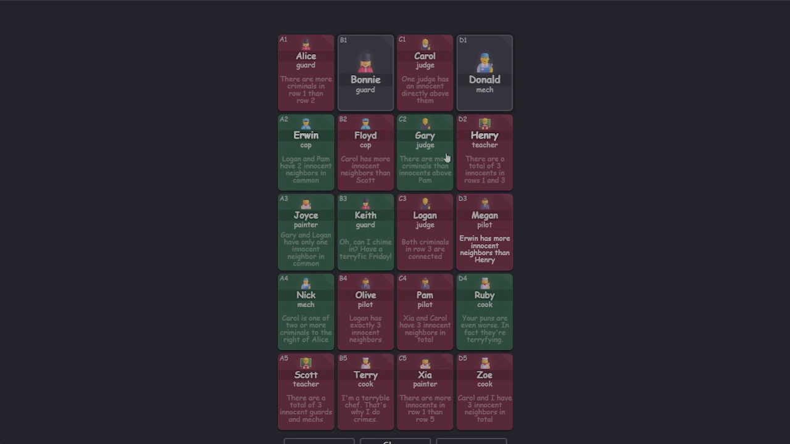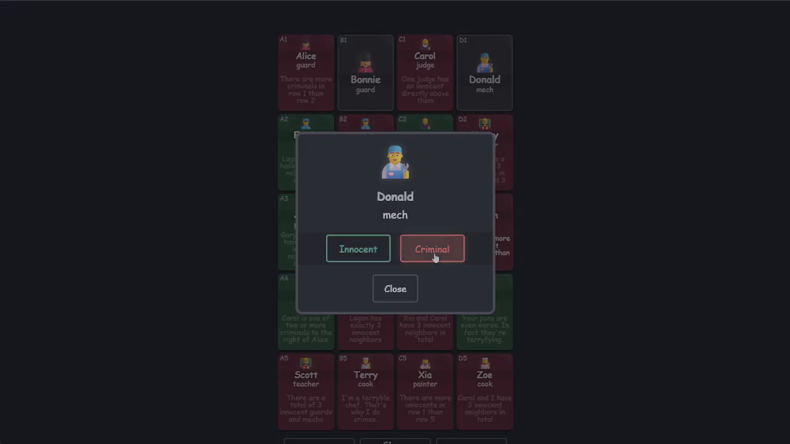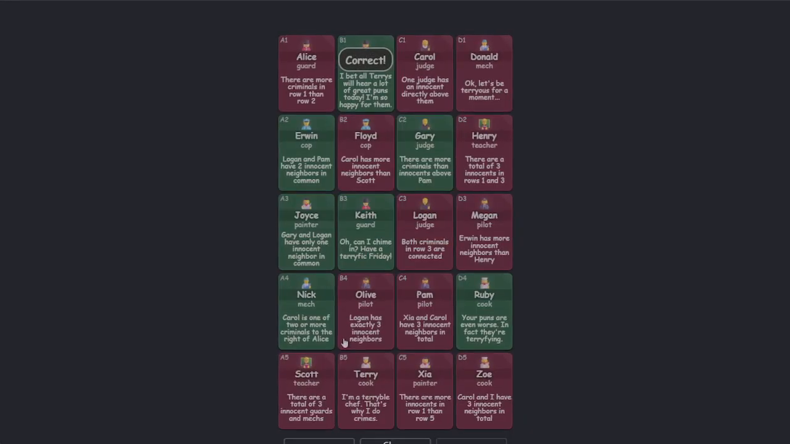Yeah, this is going to solve it, but I have to walk through it. Erwin has 2. Henry currently has 1, so that currently meets the requirement. If I make Bonnie innocent, then Erwin would have 3, and Henry would still have 1, because Donald would be a criminal. But if I make Donald innocent, then Henry would have 2, Erwin would have 2, and that would not meet the requirement. So Donald cannot be innocent. He must be a criminal, which makes Bonnie innocent.